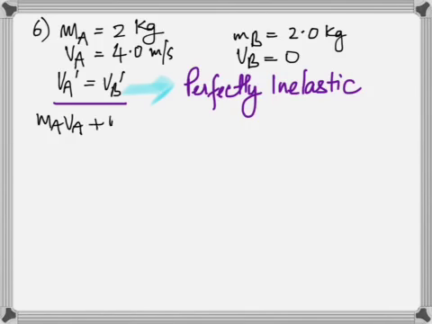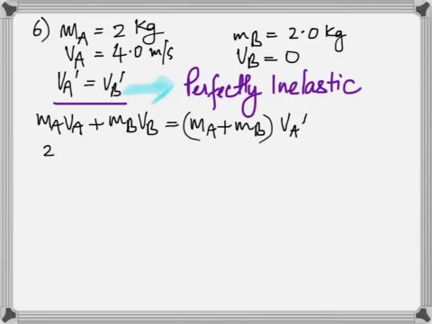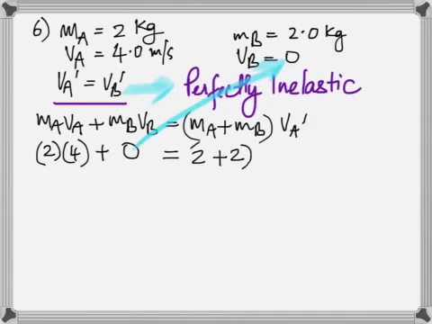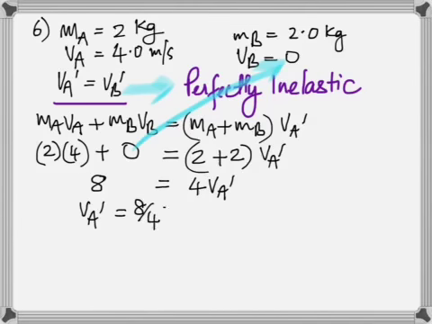Now, using the conservation of momentum, and because they have a common velocity, you add the masses, plug in the numbers. Remember, the second object is stationary, and then add their masses and the unknown VA prime. So 8 is equal to 4 VA prime. So VA prime is 8 divided by 4, which is 2 meter per second.